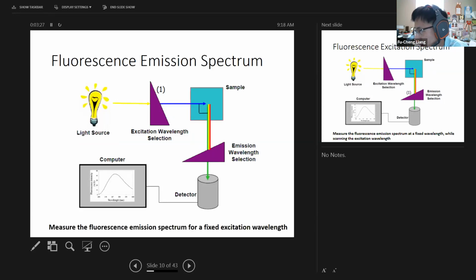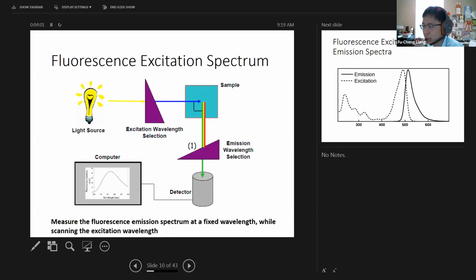There's a light source, then an excitation wavelength selection, and then they shine the light into your sample, and of course your sample is going to produce fluorescence. Then there's 90-degree detection, and in the detector you will see a peak here, and this peak represents your fluorescence as a function of wavelength. This is the emission spectrum, so they are able to measure the fluorescent emission for a fixed excitation wavelength. You shine different wavelengths in, and they show different fluorescent signals as output. And the other way is called the fluorescence excitation spectrum.